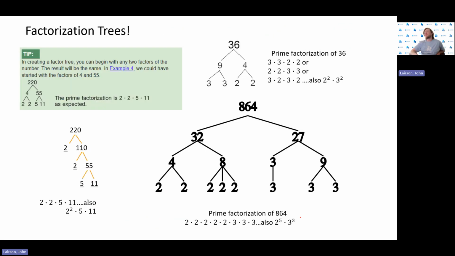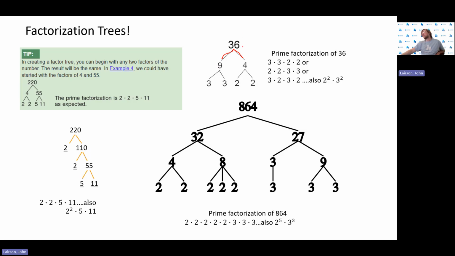So let's see factorization trees. Here's the actual slide for factorization trees. Let's go through each of them real quick. We've got 3 different numbers. I'll start with the 36 here. We can break up 36 into 9 times 4, right? 9 times 4 is 36. So they broke it up into 9 and 4 here.